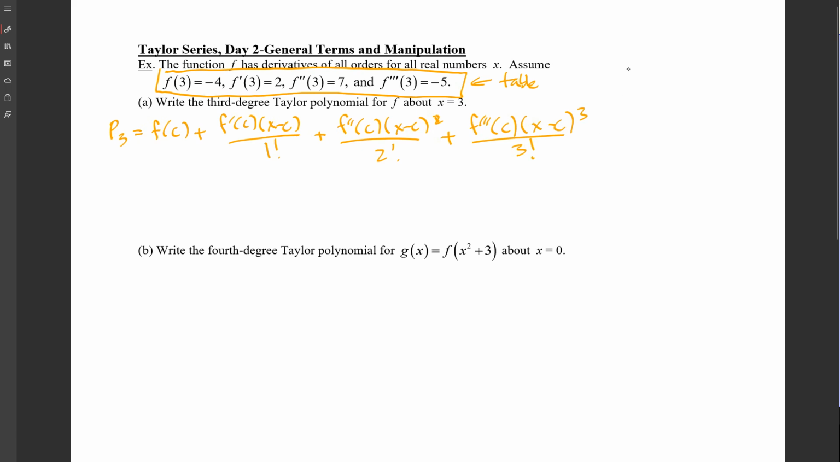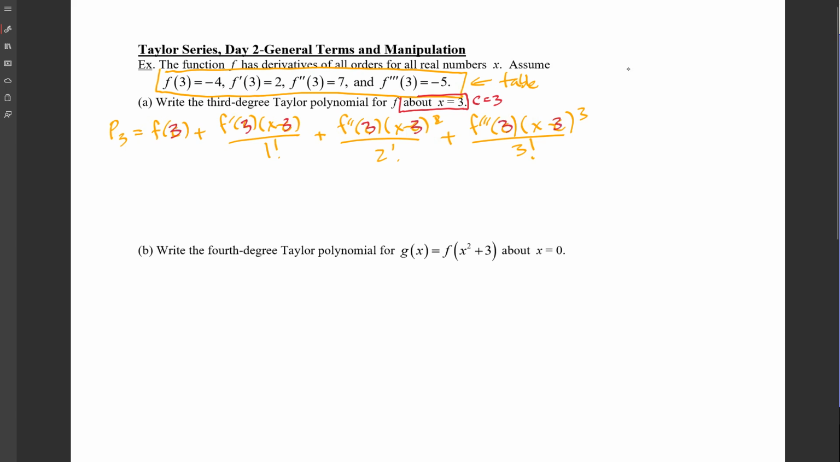All right, now I'm going to substitute in. What is my c in this problem? Well, this says the third degree polynomial for f about x equals 3, so my c value is 3. And c is what you use to develop your polynomial for the Taylor series. So I'll put 3 here, 3 here, and in every place c appears.